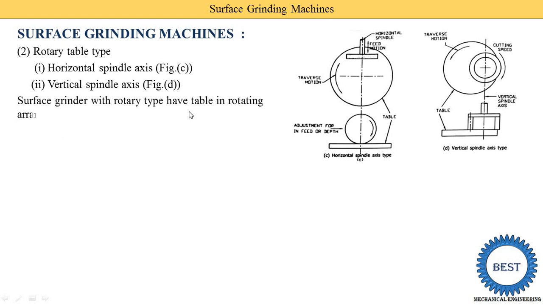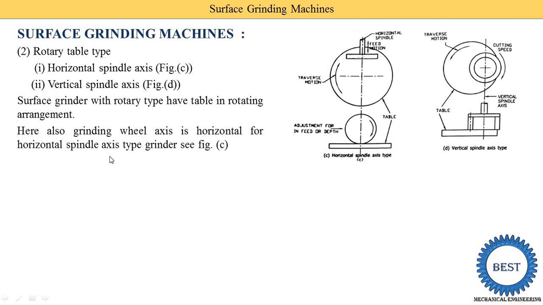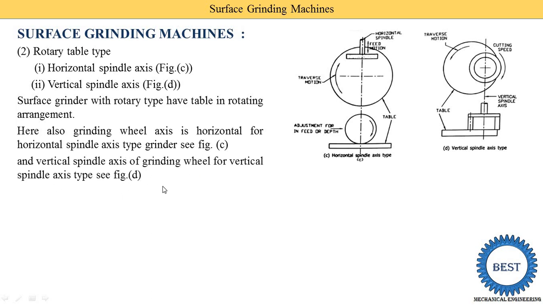A surface grinder with a rotary table has a table in a rotating arrangement, and the grinding wheel is also rotary. Here the grinding wheel axis is horizontal for the horizontal spindle axis type, as shown in this figure. Here you see this is the grinding wheel and it is on the horizontal axis. In this case you see that the grinding wheel is on the vertical spindle axis type, and according to this position the top view changes. This is the vertical spindle axis of the grinding wheel for the vertical spindle axis type, as shown in this figure.